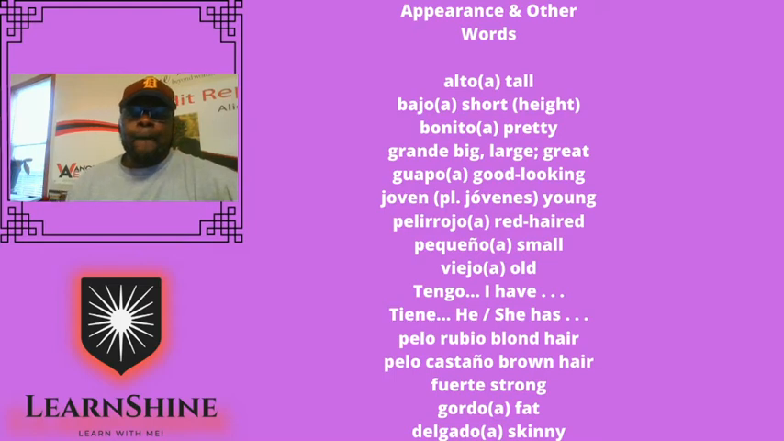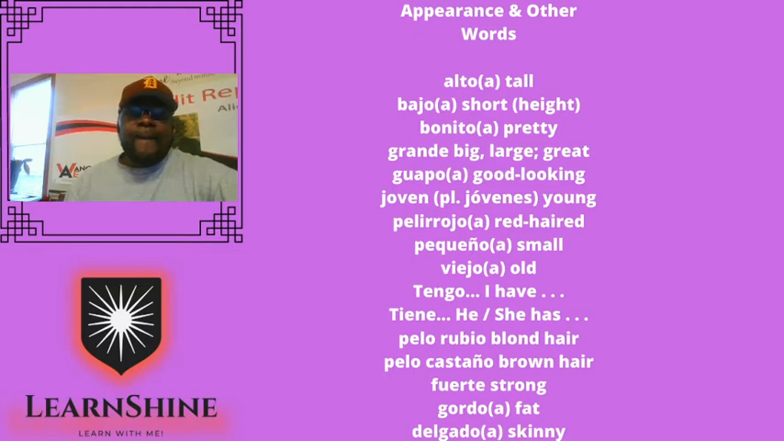Alto, bajo, bonito, grande. Notice again the word grande ends in the letter E and it is gender neutral. Guapo, joven. This is our first word that ends in the letter N. And again, that is gender neutral. Joven. Pelirrojo. That's a fun one to say. Pelirrojo.